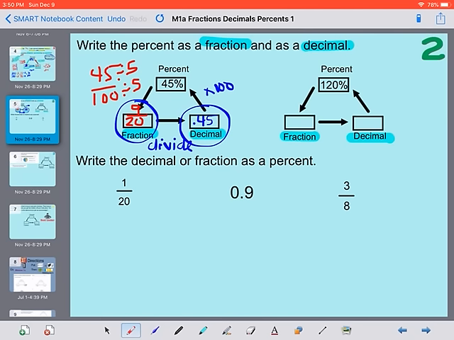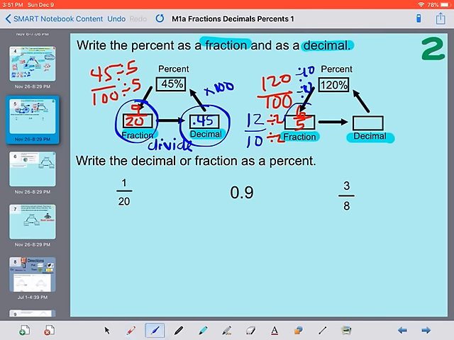Next one, they give us 120%. This is more than 100%. This would be like if you did extra credit and went above and beyond and were able to get more than 100% on something. So this is still 120% out of 100% total. So 120 out of 100, I'm going to simplify this. I can divide by 10. 120 divided by 10 is 12. 100 divided by 10 is 10. These are both even numbers still, so I can divide by 2. 12 divided by 2 is 6. 10 divided by 2 is 5. So the simplest fraction that I could write would be 6 over 5.